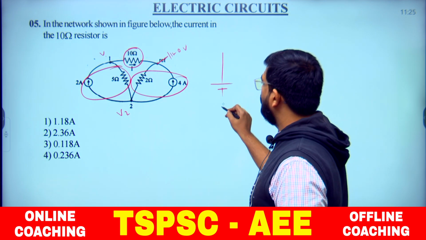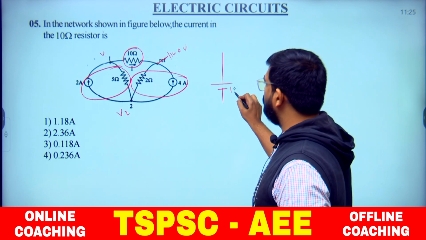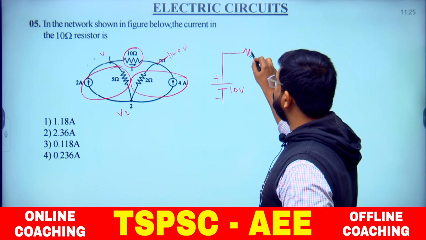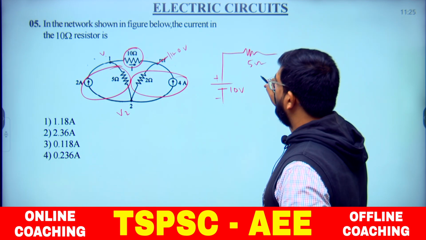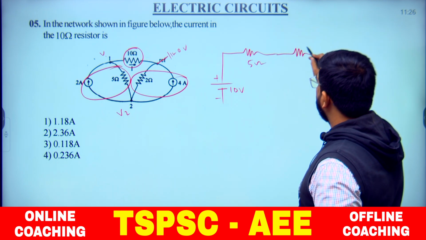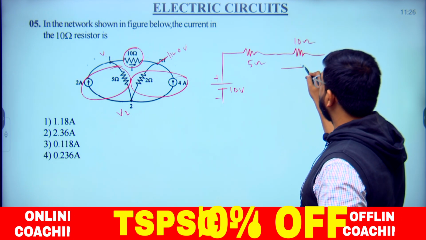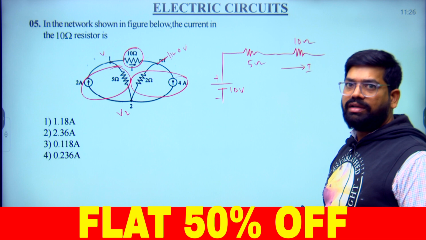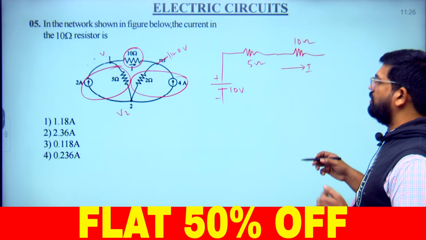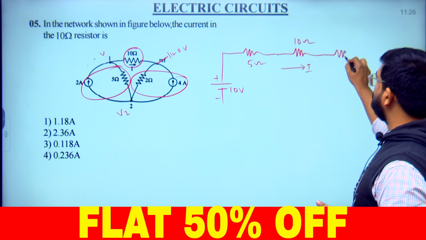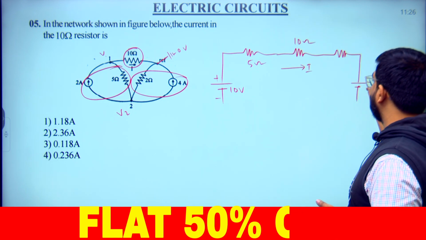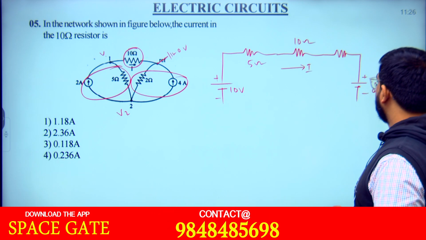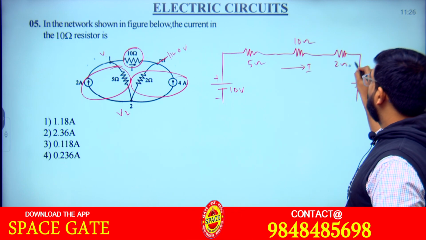So how much do we get? 2 into 5 is 10 volts, and the direction is upwards, so that gives the polarity, and the 5 ohms comes in series with the 10 ohms already there. We will not disturb this, and this must be the current direction. And here, this 2 ohms is in parallel with 4 amperes, so I can convert that into a voltage source with this polarity. How much do we get? 2 into 4 means 8 volts, and 2 ohms is in series with that.